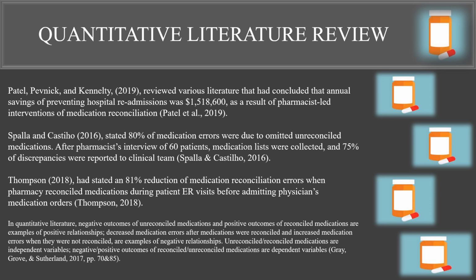In quantitative literature, negative outcomes of unreconciled medications and positive outcomes of reconciled medications are examples of positive relationships. Decreased medication errors after medications were reconciled and increased medication errors when they were not reconciled are examples of negative relationships.